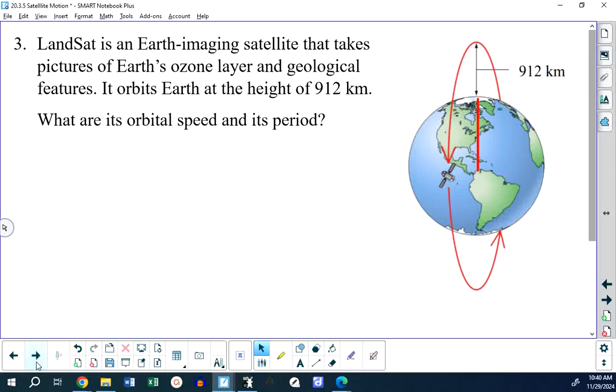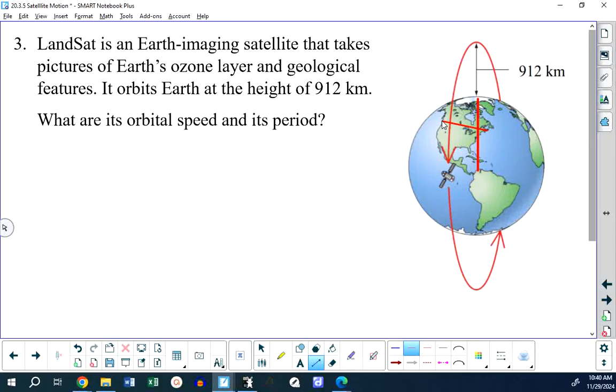This is saying that orbital altitude is 912 kilometers. The distance from coast to coast across Canada depends on where you're measuring from, but from Victoria to Halifax it's about 5,000 kilometers, and yet they're saying that distance above the Earth is 912 kilometers. This is a very low altitude satellite. It's very, very close to the surface of the Earth.